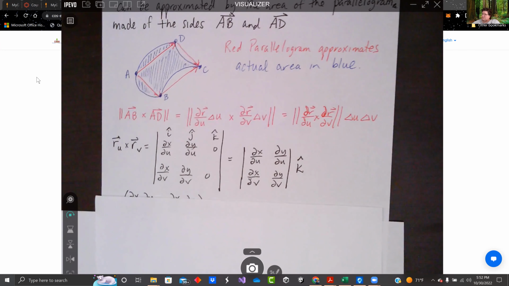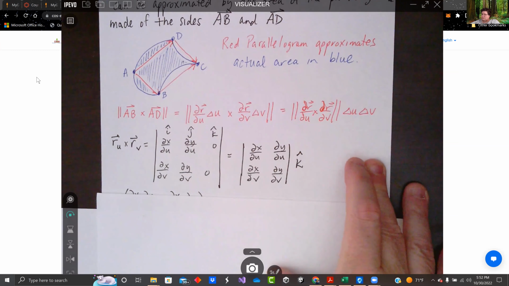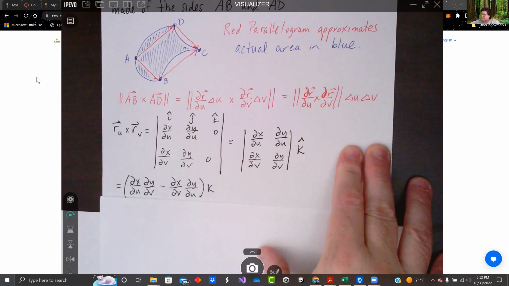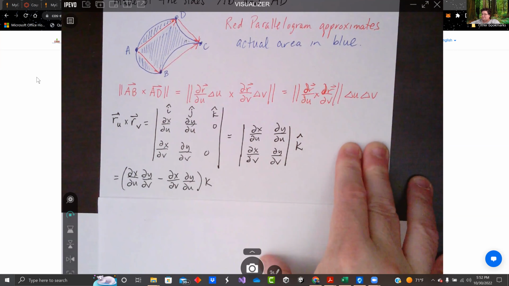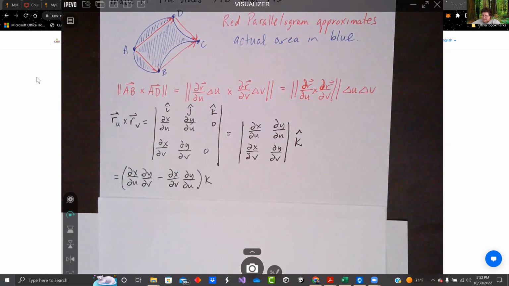And if I do that, notice the k component is 0 because it's just two-dimensional. We just get dx/du dy/dv minus dx/dv dy/du. We're taking the norm of that, so it'll just be a value.